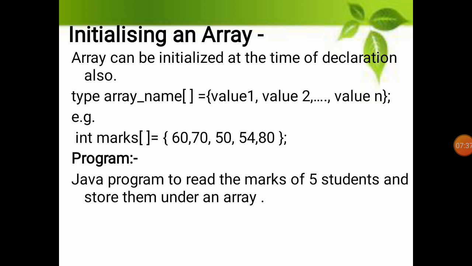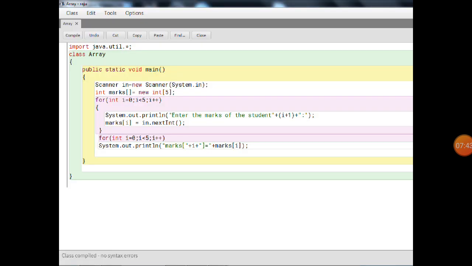Now a simple Java program to read the marks of 5 students and store them in an array. Here I have imported the utility package in the first statement, then class array, then the public static void main method, then I declare the Scanner class, Scanner in is equal to new Scanner(System.in). After that I have declared int marks is equal to new int[5]. I have declared an array variable marks which has 5 elements that store the marks of 5 students. Then I have taken a for loop, for int i is equal to 0, i is less than 5, i plus plus, and each time System.out prints enter the marks of student i plus 1.